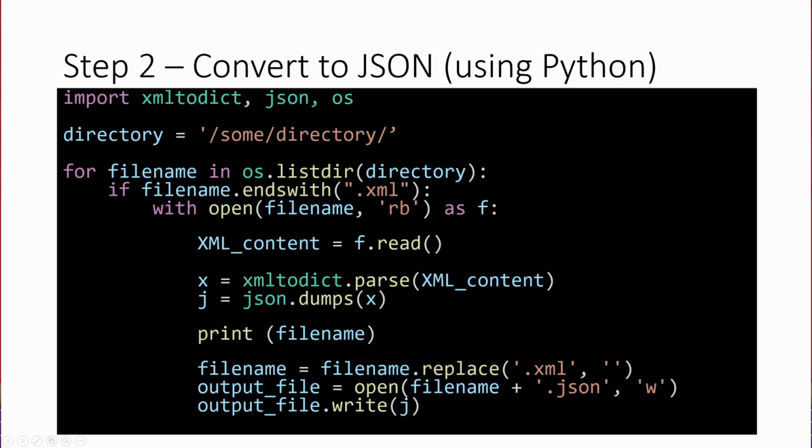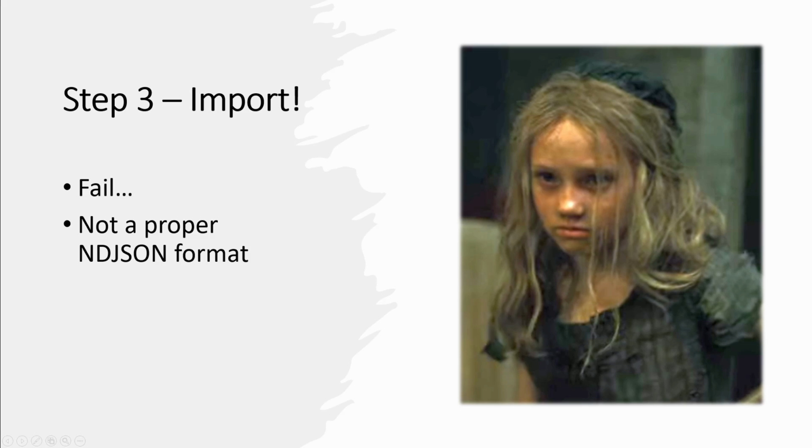Cool, so now I've got a massive amount of JSON files. Perfect. Step 3 is to import them into Elastic. Great. Not so much. Unfortunately, Elasticsearch actually requires them to be in NDJSON format, so newline delimited format. And it's a little bit picky about how it wants that ingested.